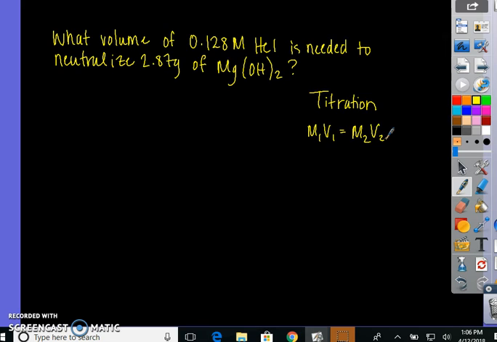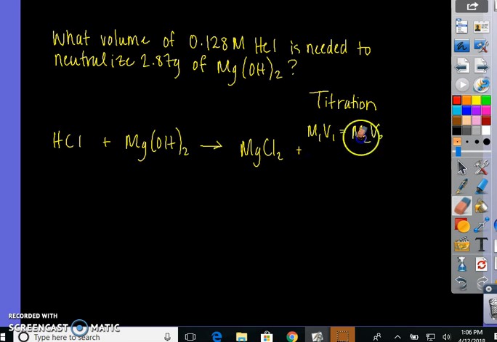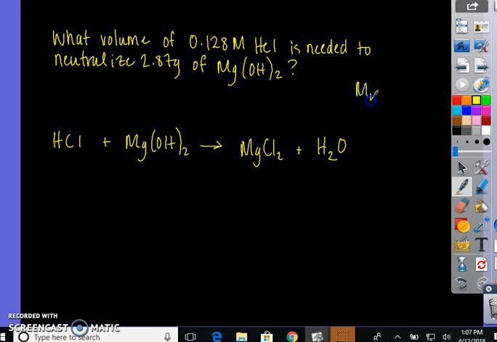Okay, so let's go ahead with the setup. First thing we need to do is write a balanced chemical equation. And so we have HCl reacts with magnesium hydroxide, and this is a neutralization reaction. So our products are going to be a salt and water. So it's magnesium chloride, and I'm going to erase this to give me some space, and I'll put it back on there. Okay, so plus water.